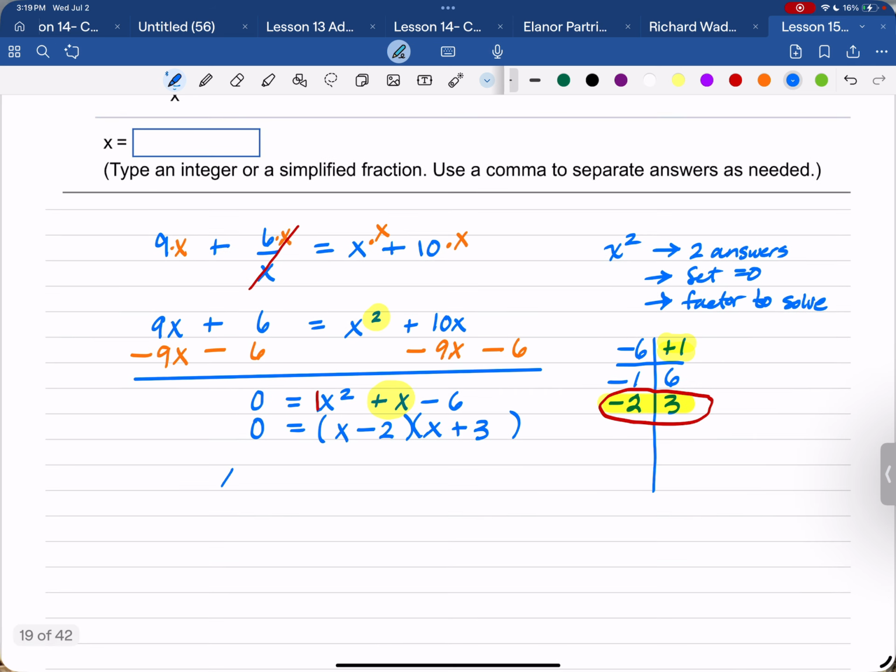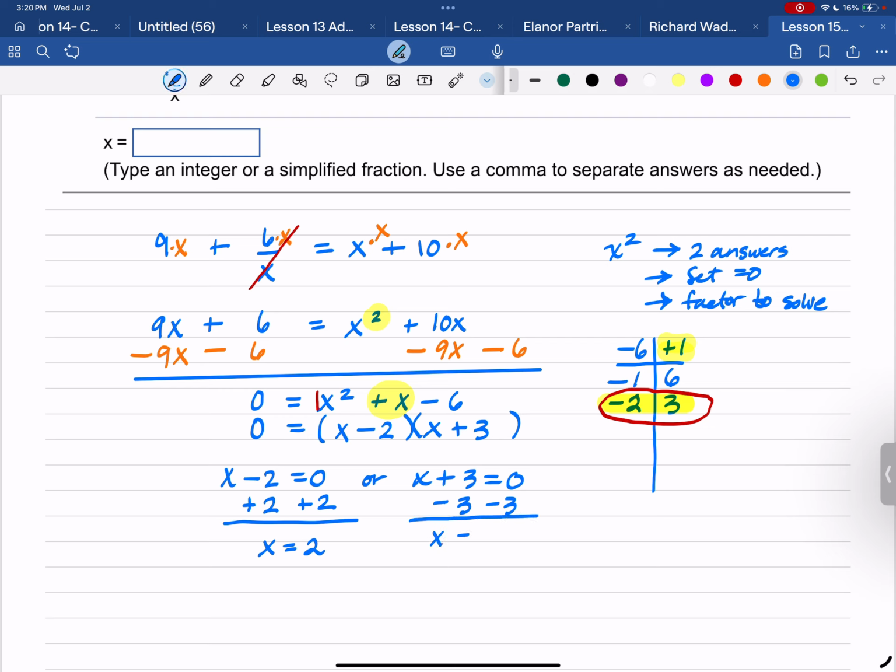Now I'm going to set each one of my factors, x minus 2 equal to 0, or x plus 3 is equal to 0. So we're going to have two answers here, which is what we expected to get. So in the first one, I need to add 2 to both sides because the opposite of subtracting 2 is adding 2. And on the second one, I need to subtract 3 from both sides because the opposite of adding 3 is to subtract 3.